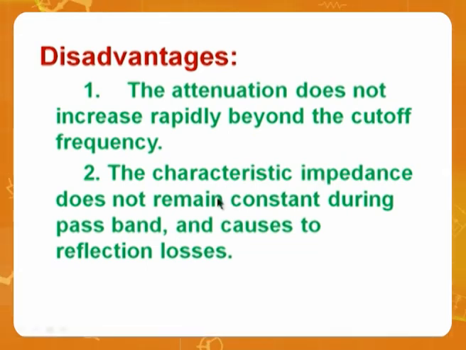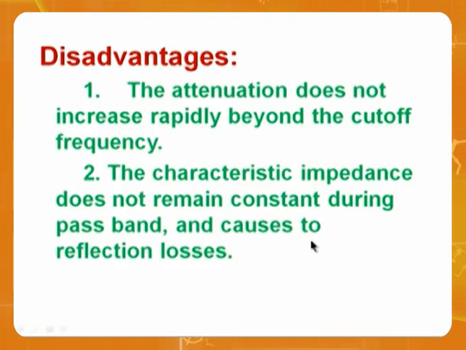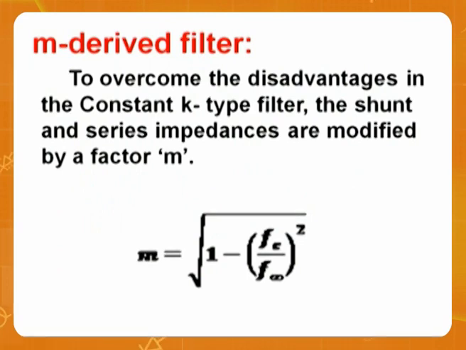And the characteristic impedance does not remain constant during the pass band and causes reflection losses. It's not constant. That means it's changing with frequency, as we saw in the diagram, like this. So constant k is not behaving like a constant k. The very purpose of calling it a constant k is because the impedance is constant. But unfortunately, that's not happening. So it causes reflection losses. Okay, right. That's about constant k filter.